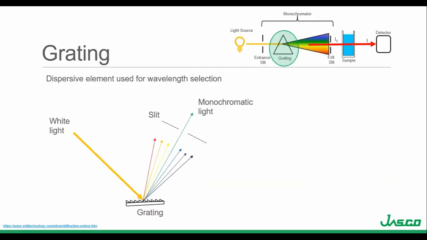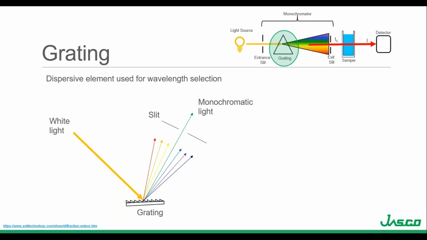So now to the dispersive element. We use a grating, which is used to select the desired wavelengths required to probe the electronic transitions of the sample's chromophore. It rotates based on the wavelength selected and diffracts the light into several beams. The direction that light is diffracted depends on the angle and wavelength of the incident beam and the grating's groove frequency, or the number of grooves on the grating per millimeter.